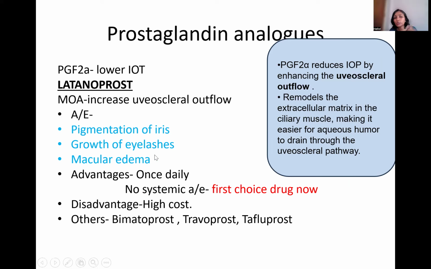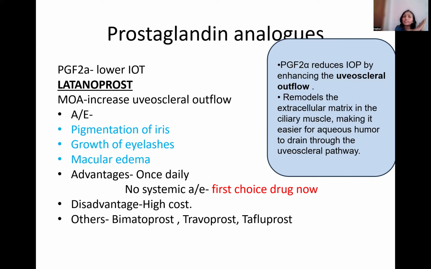Then they will induce growth of eyelashes because of the increase in blood flow and aqueous flow. They will cause hypertrichosis, so it can be used for enhancing growth of eyelashes cosmetically also. So growth of eyelashes, then macular edema. So what are the adverse effects of latanoprost or prostaglandin analogs? They are pigmentation of iris, growth of eyelashes, and macular edema.